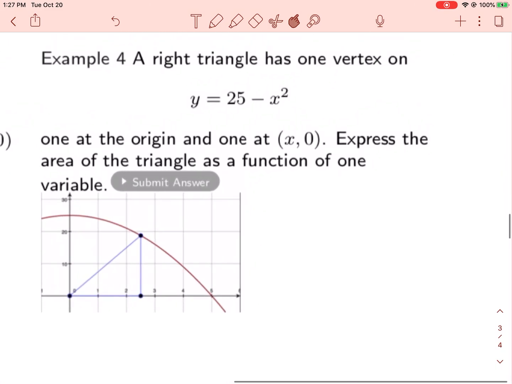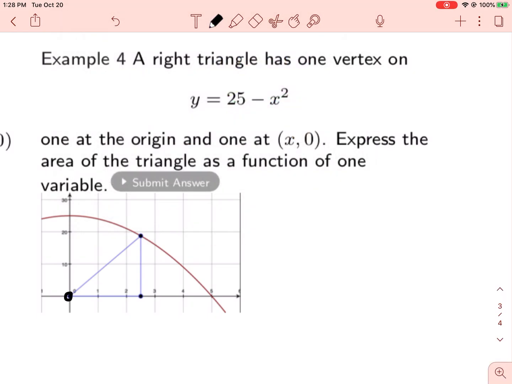Example 4. A right triangle has one vertex on y equals 25 minus x squared, which is this red curve. It's actually a red circle if we zoom out. And one at the origin and one at (x, 0). Express the area of the triangle as a function of one variable. Again, it's not being specific, but you have to use one variable. Okay, so let's see what I know.